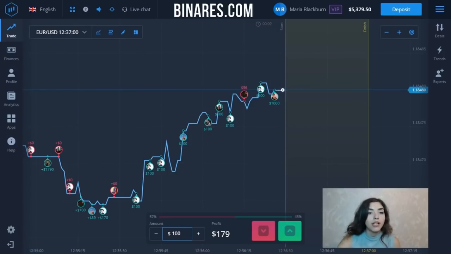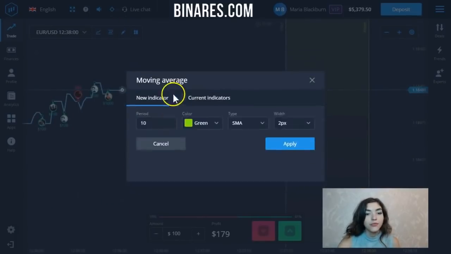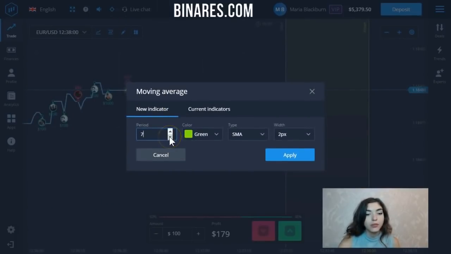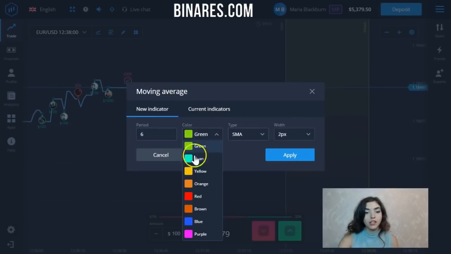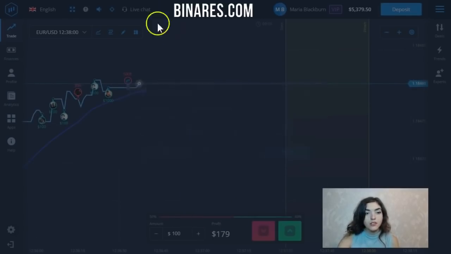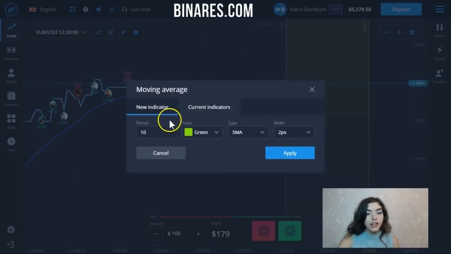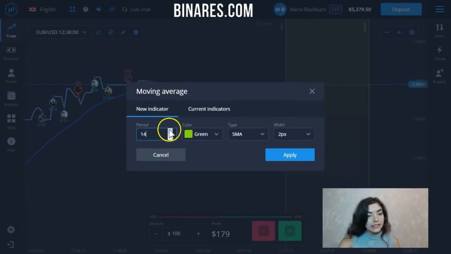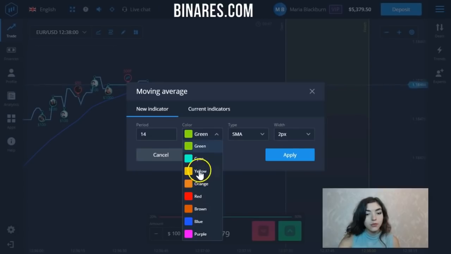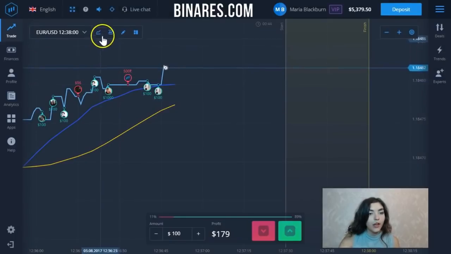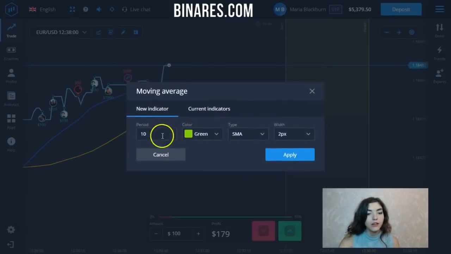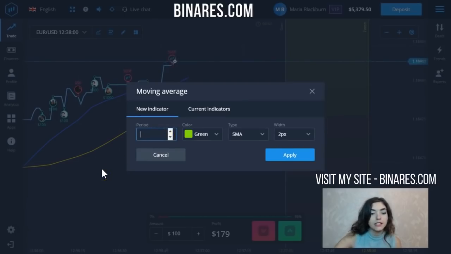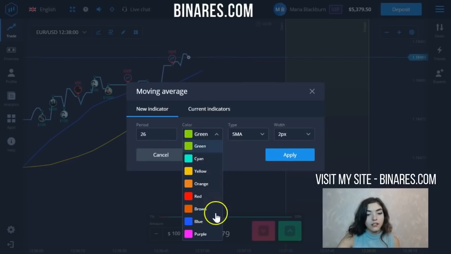So right now I'm gonna make 3 lines. The first line period will be 6 and the color I'm gonna make blue. So apply. The next one period will be 14 and color will be yellow. Apply. And moving average period will be 26 and color red.